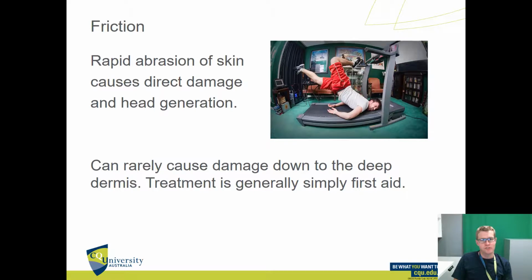All right, friction burns. So we're going to get this from the road, from treadmill injuries, trampolines. It's just the abrasion of skin which causes direct damage and causes heat generation. We've all had grazes and abrasions. Very rarely causes any sort of significant damage. Treatment's generally just first aid.